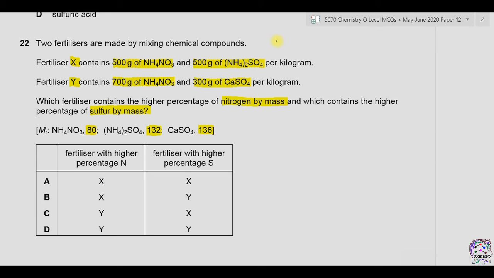Now for finding the mass of nitrogen, we can use this formula. Mass of nitrogen in a compound will be equal to the atomic mass of nitrogen in that compound divided by the Mr of that compound, multiplied by the given mass of the compound.